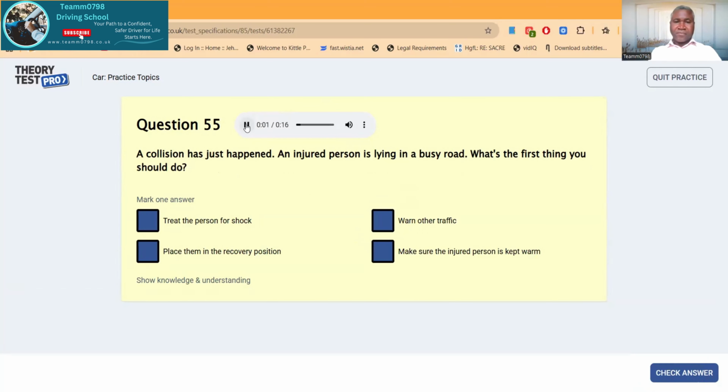A collision has just happened. An injured person is lying in a busy road. What's the first thing you should do? Treat the person for shock. Warn other traffic. Place them in the recovery position. Make sure the injured person is kept warm. Warn other traffic. It's the most important thing to do.